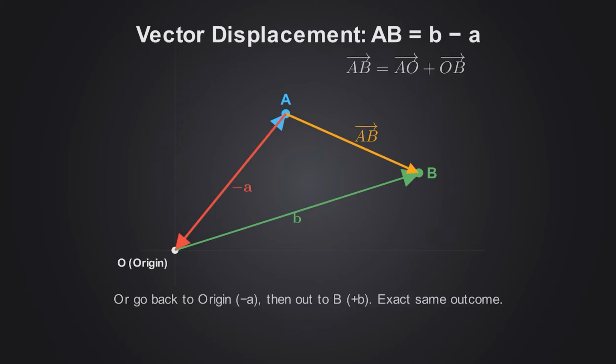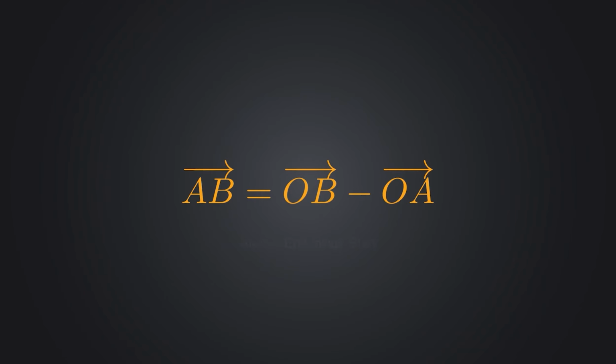From A back to the origin is just minus A. You're undoing the instructions. From the origin out to B is plus B, so the total journey is minus A plus B, which we just write as B minus A. Now the reason I'm hammering this is because that one formula is literally at the heart of every position vector calculation you'll do. To find the vector from any point to another point, you simply subtract the start from the end. And that's always end minus the start.